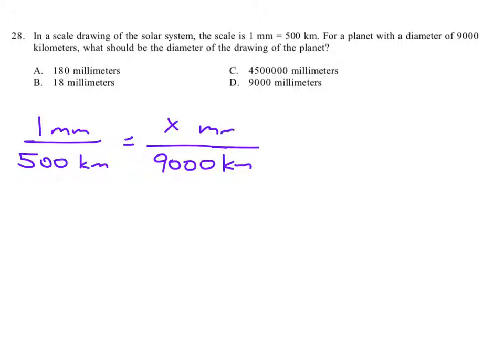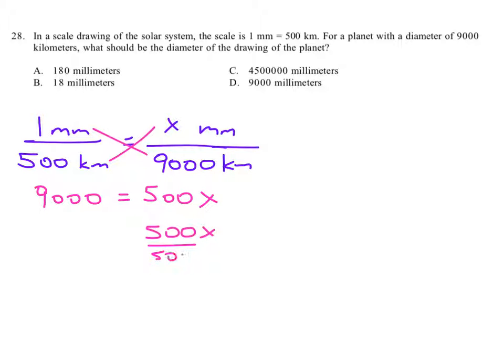We're going to say, well, then how many millimeters is that? And of course, we'll cross multiply. And when we do that, we get 9,000 equals 500x. So what do we do with that? We do 500x divided by 500 equals 9,000 divided by 500.